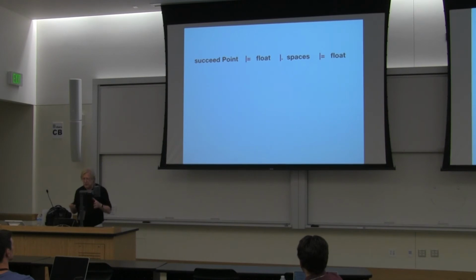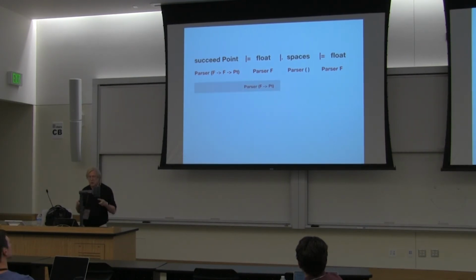By the way, to see that this really works, you might want to think about the types. I've written the parser pipeline out with a little more space. I've written underneath the types of the different parsers, abbreviating float as F for space reasons and point as PT. And so there are all the types. And now I'm going to combine them two by two and see what happens. So if I combine the first two parsers using pipe equals, I get a parser of type F to point.